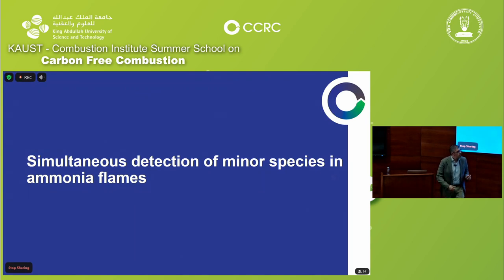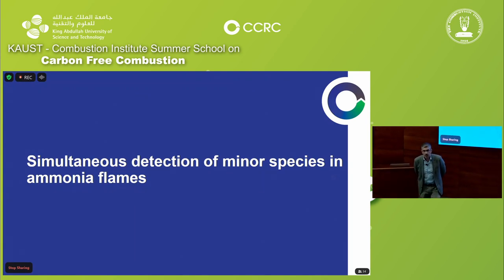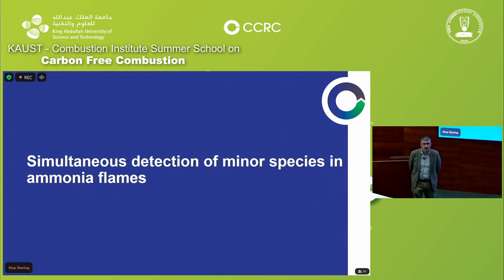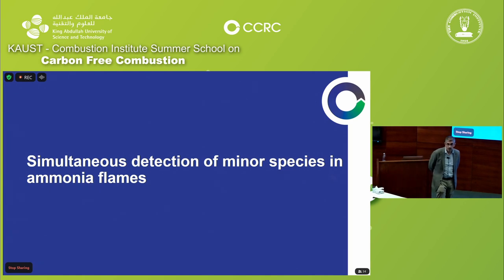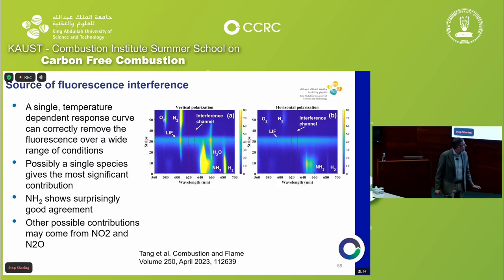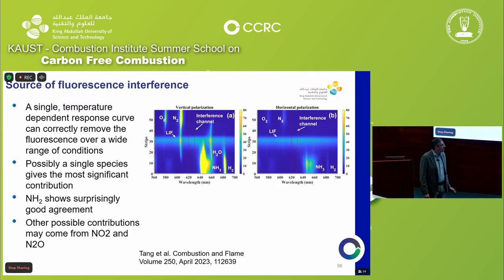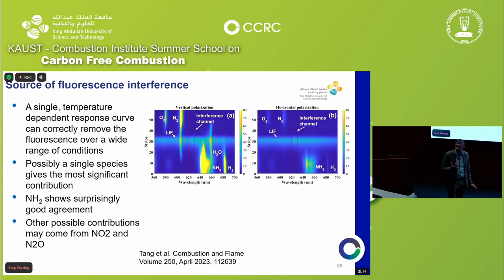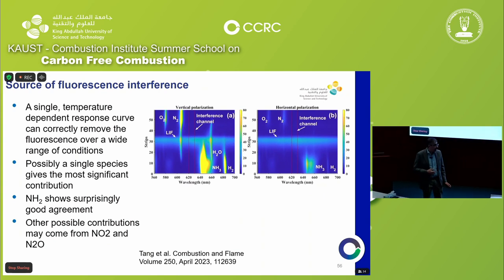Now, a few more minutes. I just want to highlight another aspect of Raman scattering, in particular for detection of minor species. For ammonia flames, this is of great interest. Let me go back first very briefly to a curiosity, let's say, that we found. Independently of the composition, our correction curve worked very well. This was suggesting that a single species might be responsible for the majority of the signal.